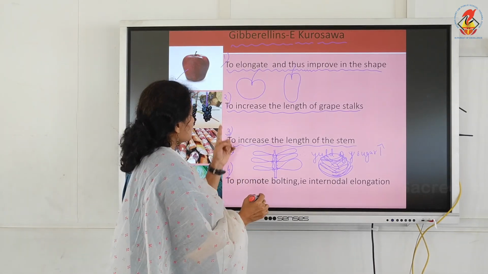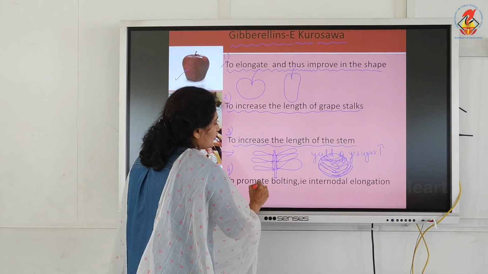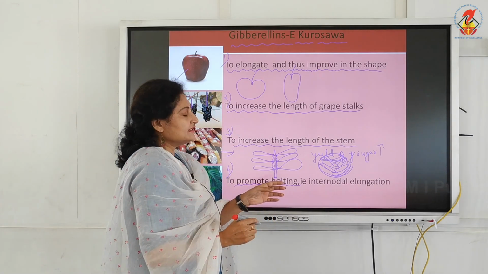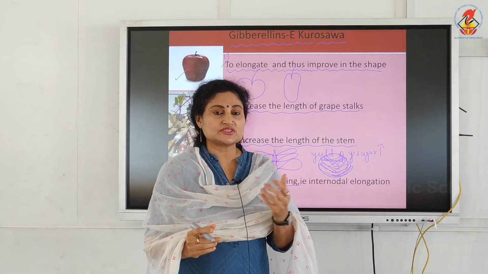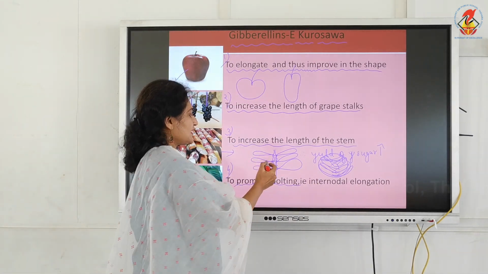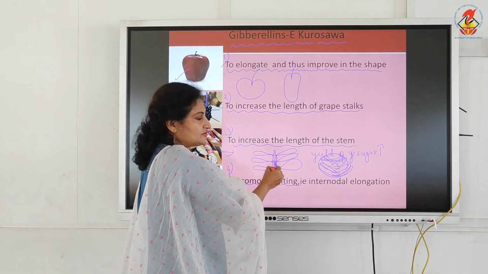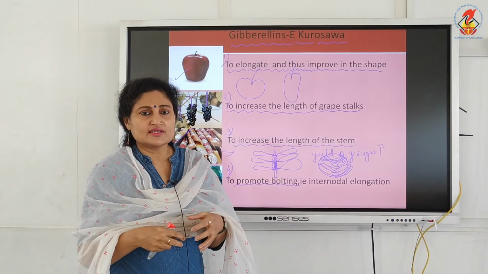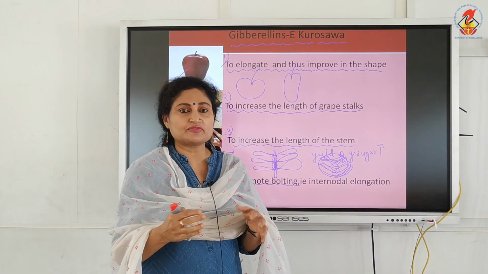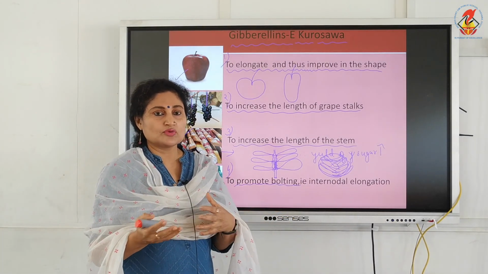So, the use of gibberellin is to promote bolting. What is bolting? Internode elongation. You must have seen the Chinese cabbage. Chinese cabbage is like this, there is the internode between the leaves, very prominent, so they look very fluffy. That is more appealing to the customers. They prefer the Chinese cabbage more than the Indian cabbage.